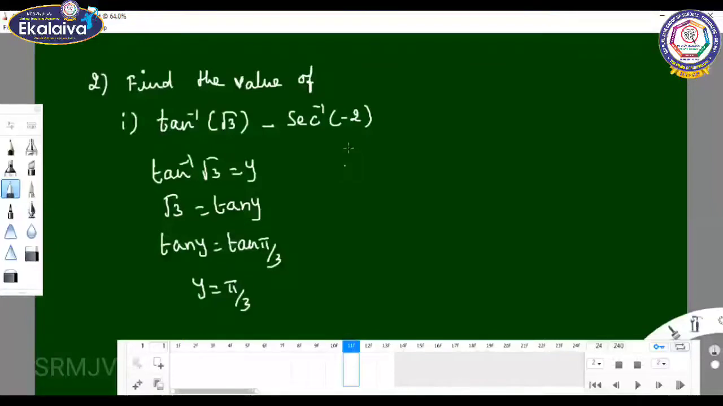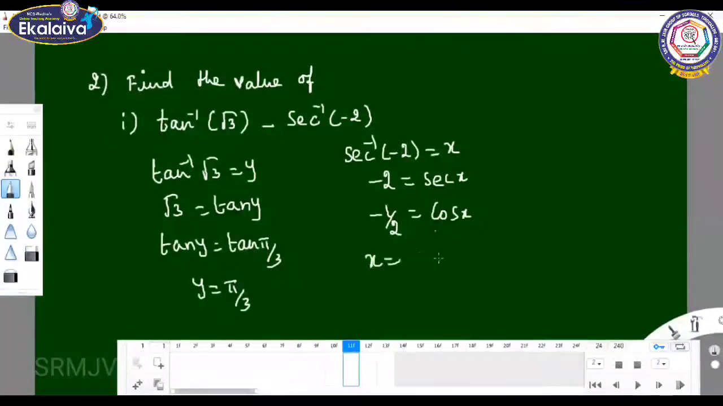Then you can take secant inverse of minus 2 equal to x. So minus 2 equal to secant x. Taking the reciprocal, 1 by 2 equal to cos x. So what is the value of x?